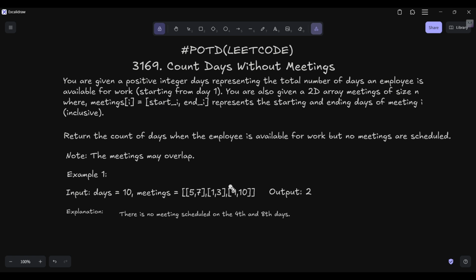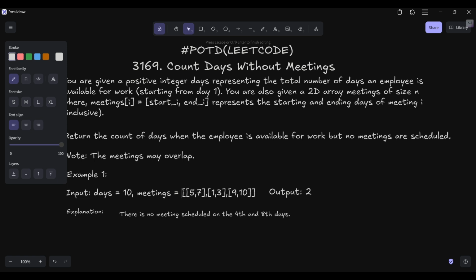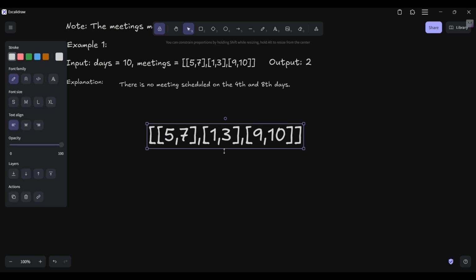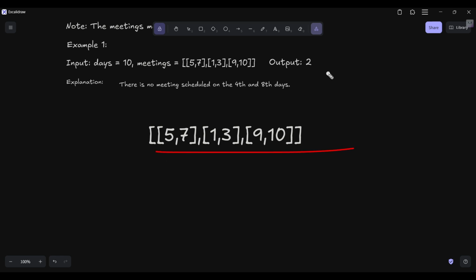What we have to do is return the total number of remaining days where the employee can work, basically where there is no meeting scheduled. So how can we do it? If you see this, can we sort this according to the starting time of the meeting? Okay, let's just sort it. So this is the previous one.